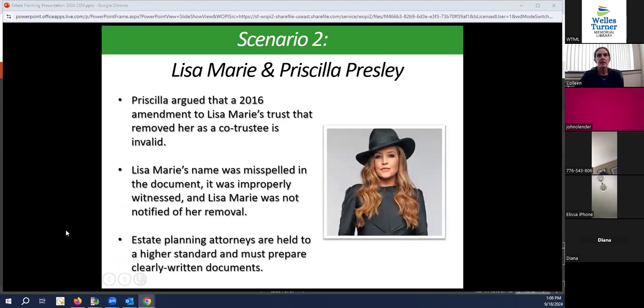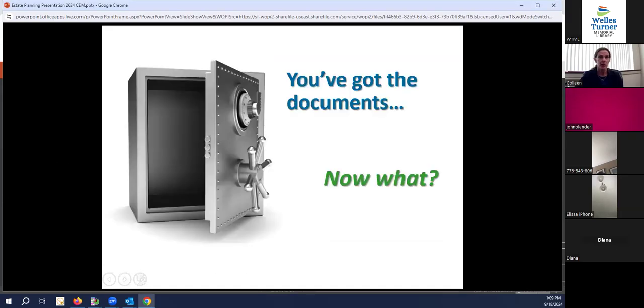So Priscilla Presley, she had an amendment. It was all a mess. Things were misspelled. They weren't witnessed properly, and it wasn't accepted by the courts. So it ended up, again, a lot of litigation. Again, why is Priscilla Presley not having decent documents? I don't understand. Especially because she went to the trouble of having the documents drafted. What happened? That her name isn't spelled properly, that it's not witnessed? I'm not really sure. But it's important to make sure that not only do we have our wishes drafted properly, but that things are executed properly and stored properly.